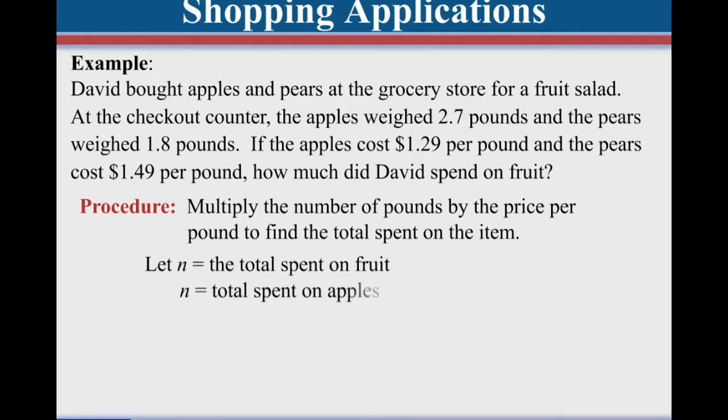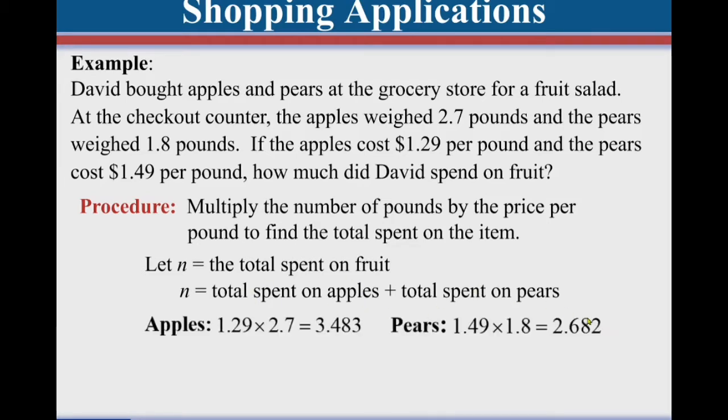And then we need to add them. So if we wanted to write a formula, our unknown is how much we spent on fruit. And if we want to break down our unknown even more, it's how much we spent on apples and how much we spent on pears.